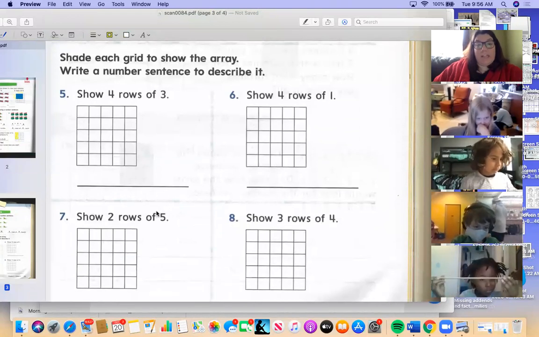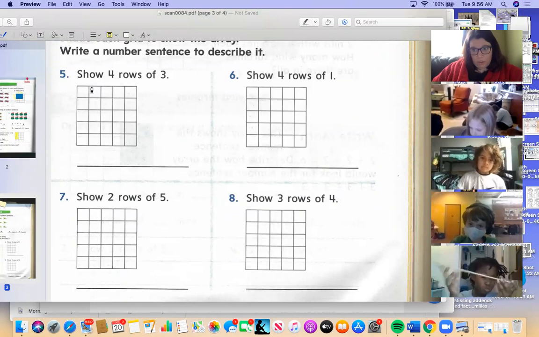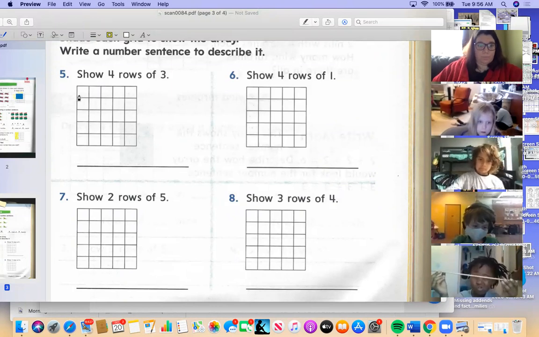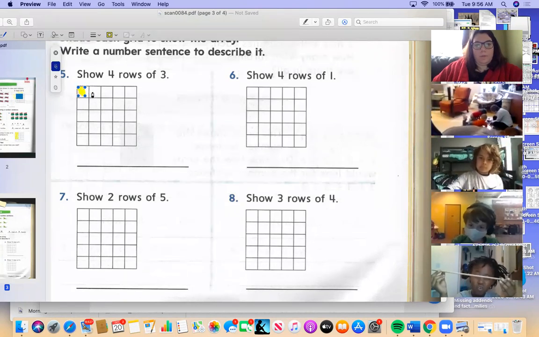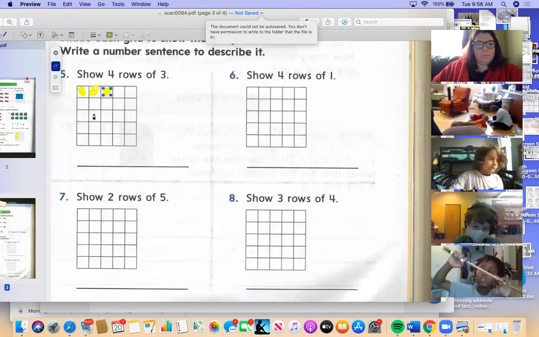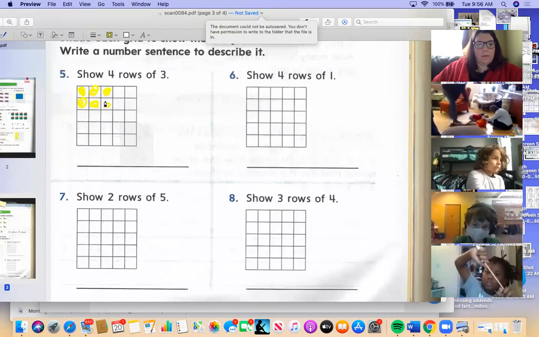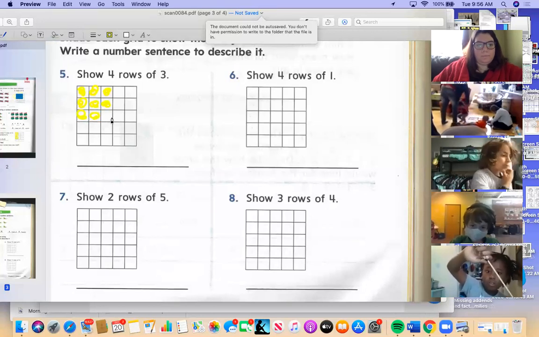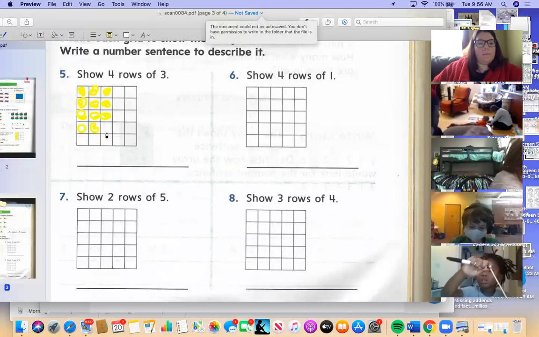Now this asks us to shade each grid to show the array. Write a number sentence to describe it. So if you have that nifty graph paper, you can shade it on your own paper. So 4 rows of 3. So there's 1 row of 3, 2 rows of 3, 3 rows of 3, and 4 rows of 3.